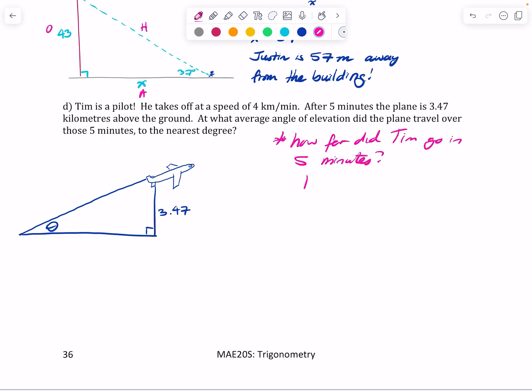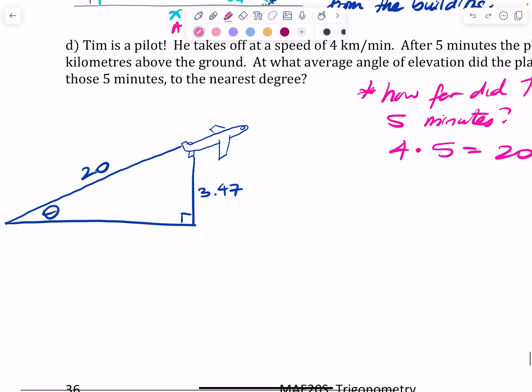Well, 4 kilometers per minute times 5 minutes is 20. So we know that the distance he's traveled, how far has he gone, is 20. And doing it there, because that's the actual path he's traveling along. This is not the path he's traveling along. So ground distance versus air distance is kind of a technical point, but worth making.